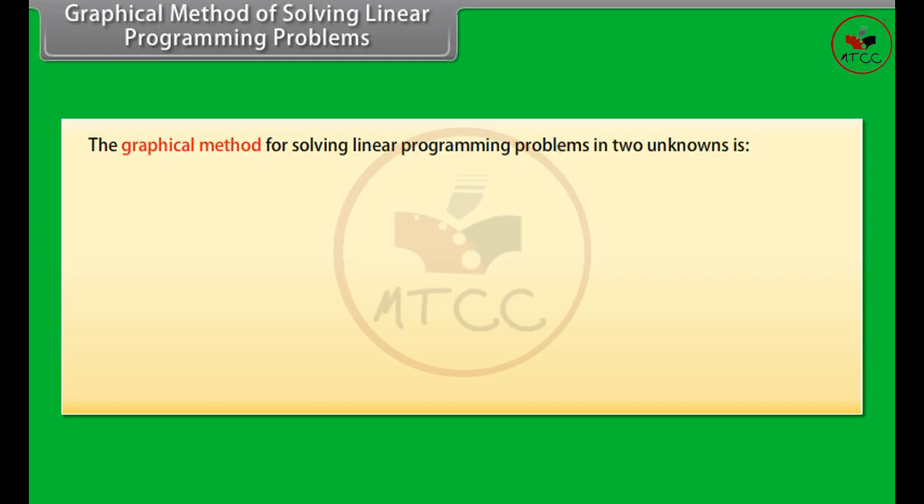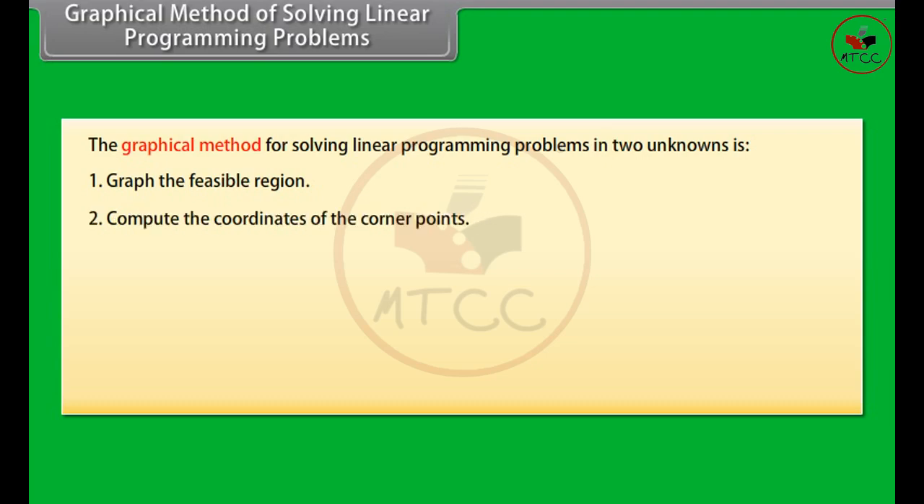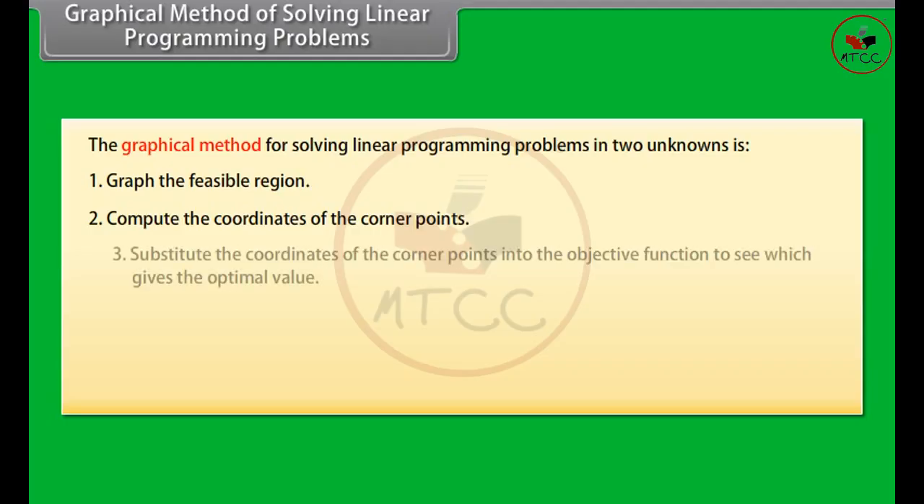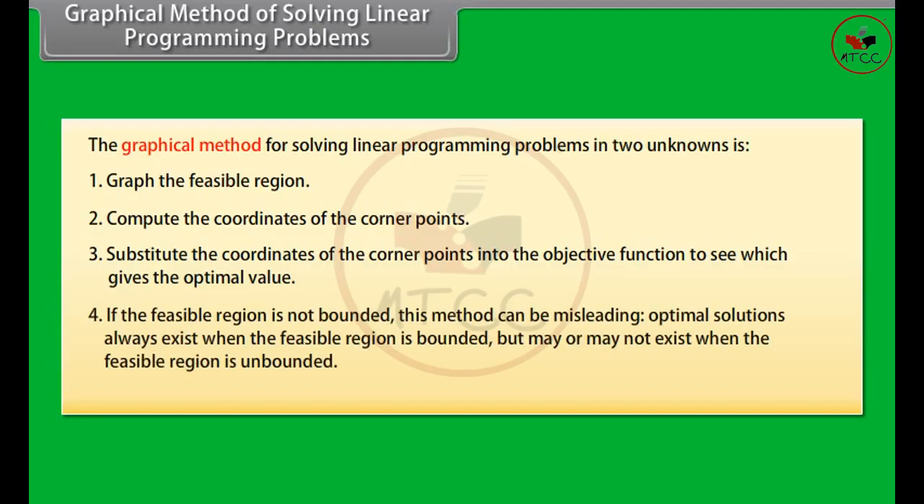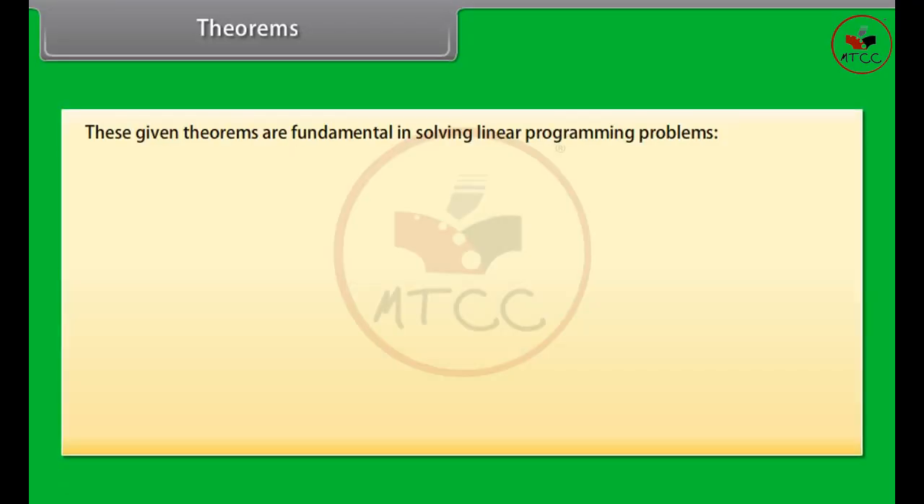The graphical method for solving linear programming problems in two unknowns is: 1. Graph the feasible region. 2. Compute the coordinates of the corner points. 3. Substitute the coordinates of the corner points into the objective function to see which gives the optimal value. 4. If the feasible region is not bounded, this method can be misleading. Optimal solutions always exist when the feasible region is bounded, but may or may not exist when the feasible region is unbounded. Theorems. These given theorems are fundamental in solving linear programming problems.